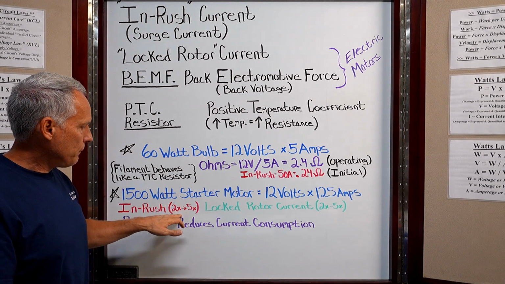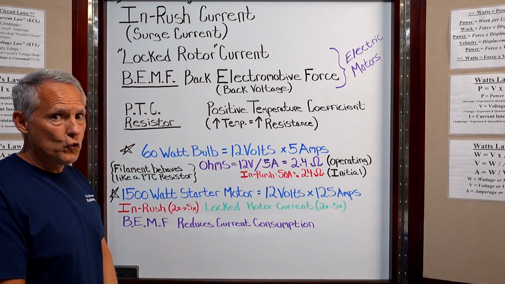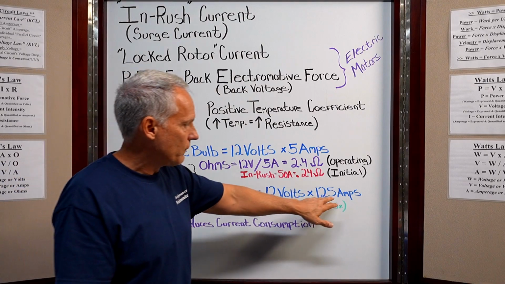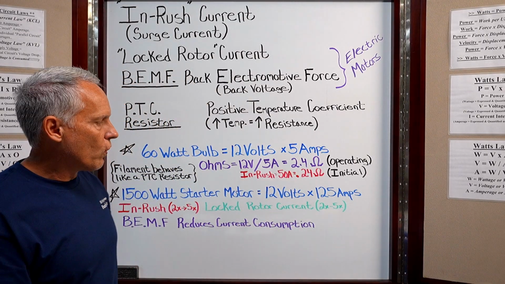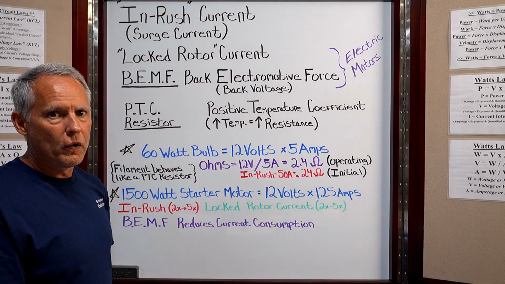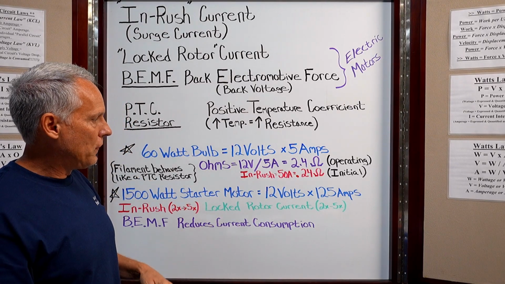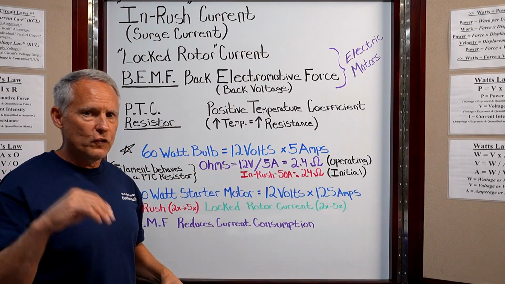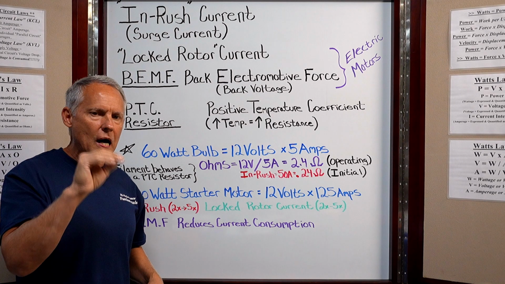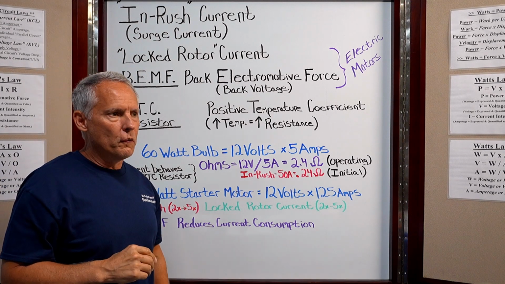But even at 2 times, our calculation was 125 amps, so 2 times that would be 250 amps of current flow. Let's say 3 times that would be 375 amps of current flow. Now, in order to properly design the electrical circuit going to this starter motor, we have to design it in such a way that it can carry that inrush current. Because unlike the bulb, which has inrush current for just a millisecond, an extremely small amount of time, the starter motor is not like that.